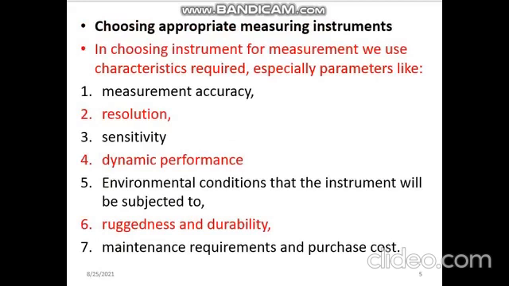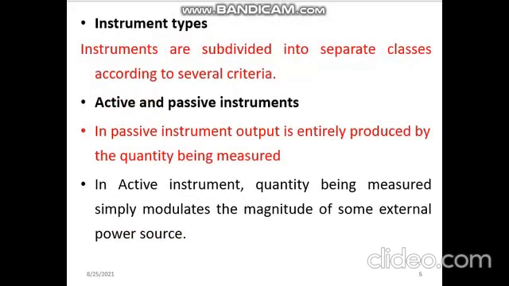And how do we choose an appropriate measurement instrument? There are many factors we use in choosing any measurement instrument. We have measurement accuracy, resolution, sensitivity, dynamic performance, and environmental conditions like temperature, pressure, and what have you. And we have ruggedness, that is durability, and of course ease of maintenance and low cost, which are some of the reasons why we select any measurement instrument. We are going to look at these one after the other later.